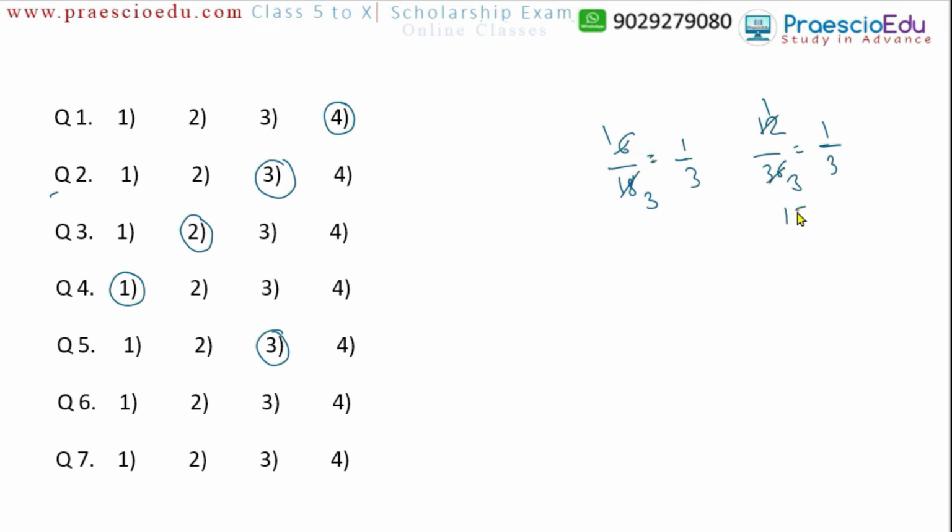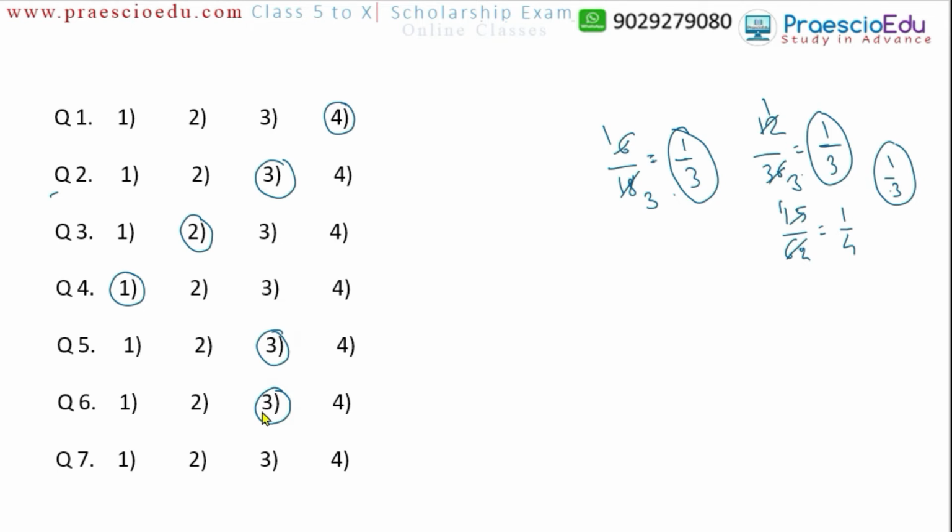So 15 by 60: 15 ones and 15 fours, so this comes to 1 by 4. And the fourth option, 1 by 3. So all the other options have 1 by 3. This is the reduced fraction, or we can say equivalent fractions, all of them. But 1 by 4 is different, and 1 by 3 is the same. So that's why option number 3 for question number 6 is the different one.